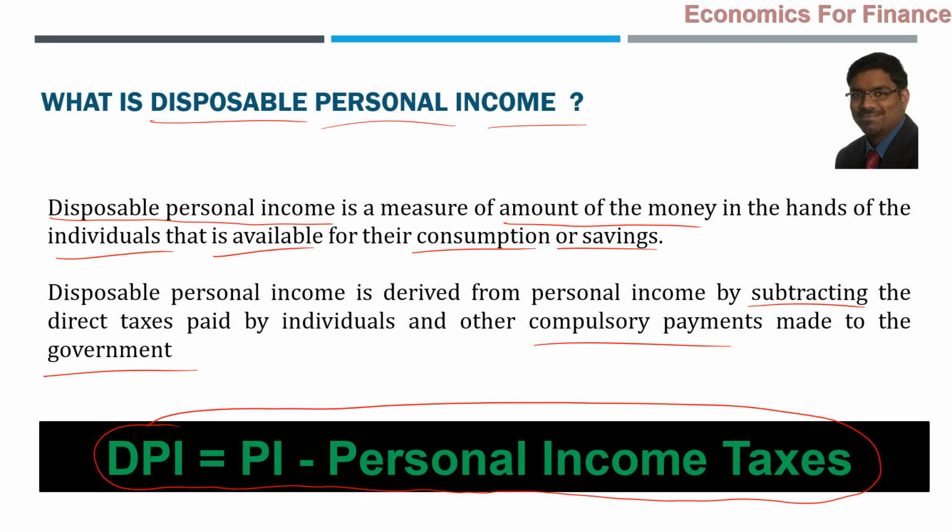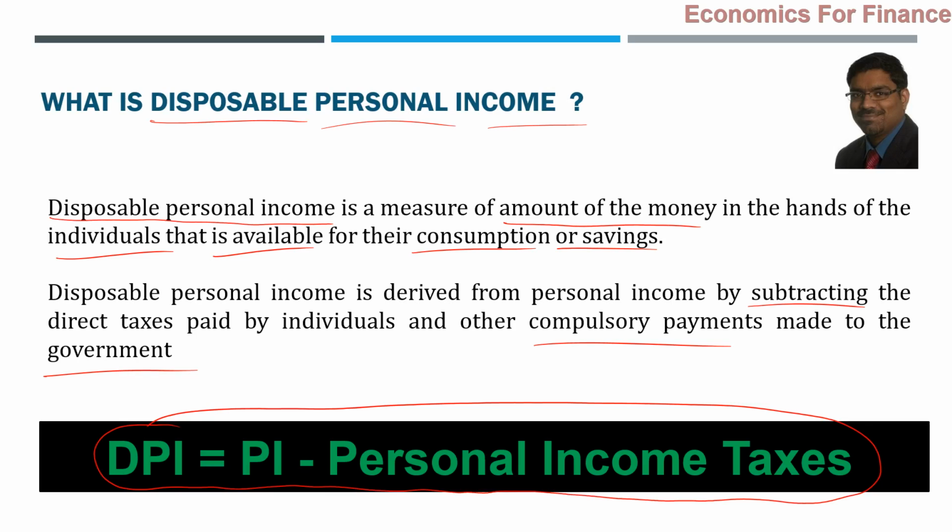Usually there will not be many, so we don't have to worry about those other compulsory payments. Only just the general definition is given like that. Particularly, what should be deducted from the personal income in order to arrive at disposable personal income is personal income taxes. That's all. So disposable personal income is equal to personal income minus personal income taxes.